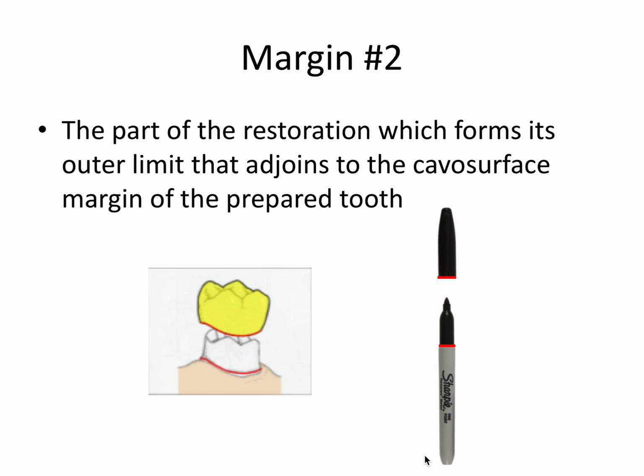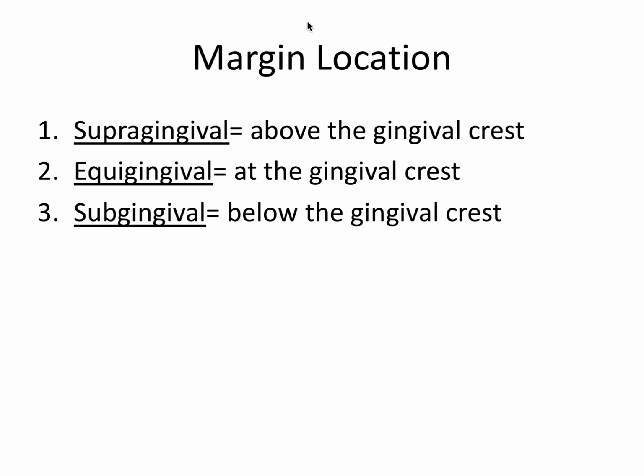And this is a really, really helpful analogy for me, that the marker cap is the crown and the marker is the tooth. So both margins, these red lines, should match up perfectly when fitted and seated fully. Same thing for the crown and the tooth prep. All right, so that's a little bit about margins. Let's talk about margin location.